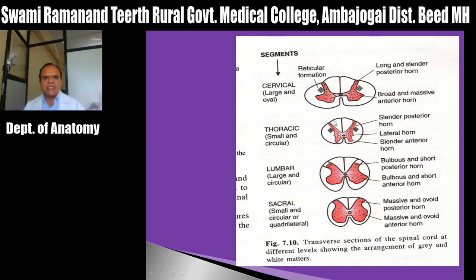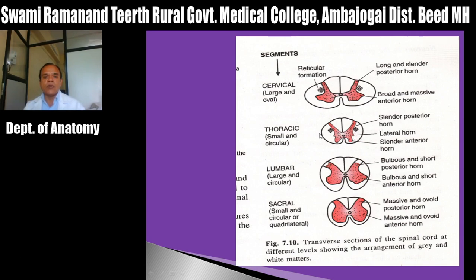Whereas in the thoracic region, overall, when you see the cut section, it looks to be circular in nature. And now see, the posterior horn is also slender, the anterior horn is also more or less slender, and it has a lateral horn.